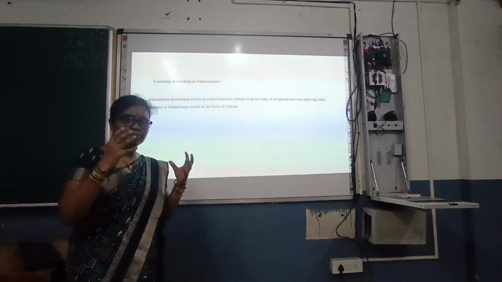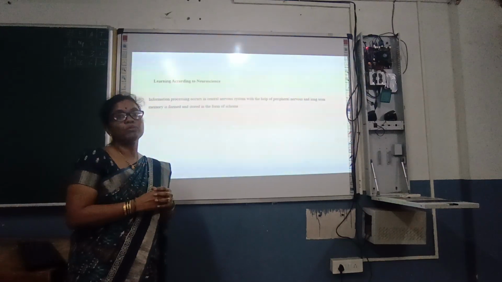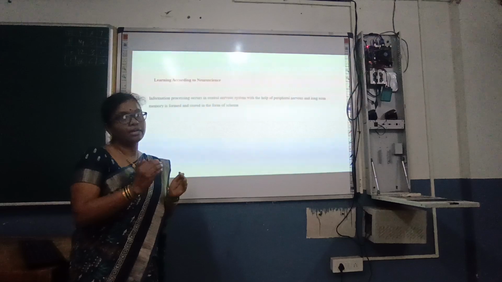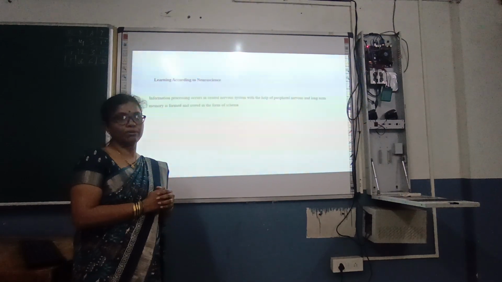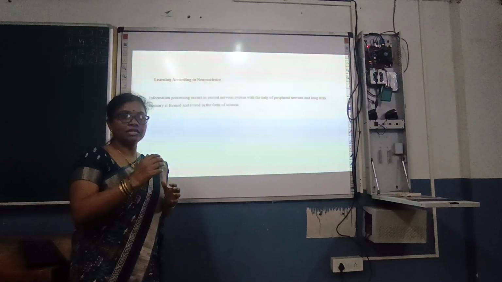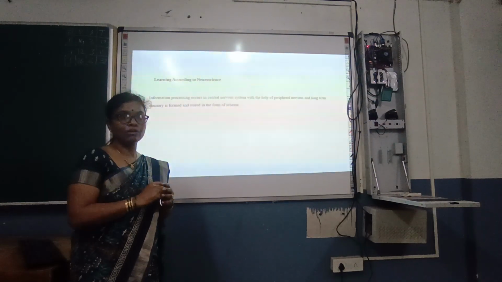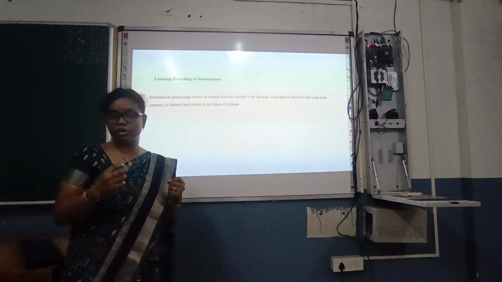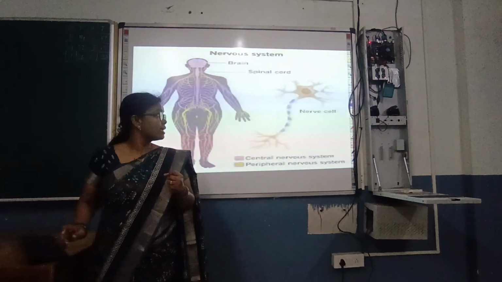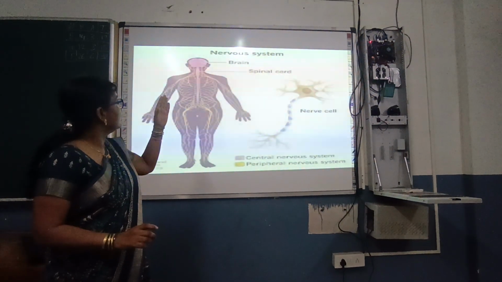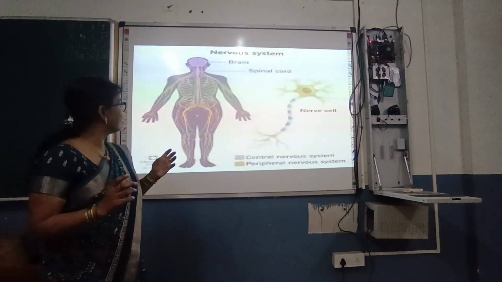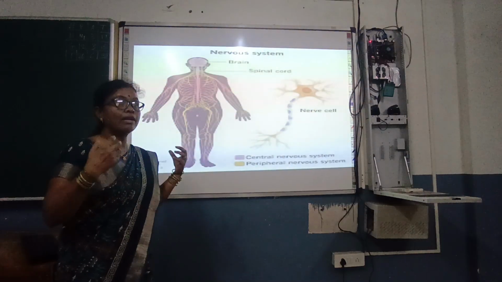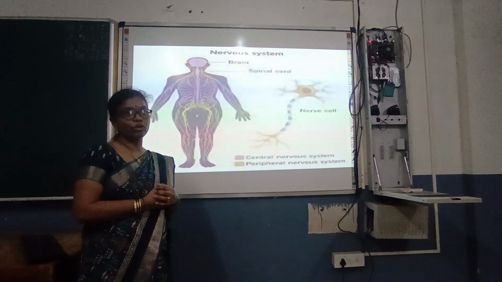Students, we have two types of nervous system, one is the central nervous system and another is the peripheral nervous system. In the central nervous system, there is the brain and spinal cord, and in the peripheral nervous system, there are all our sense organs. Look here in this diagram, the brain and spinal cord are the central nervous system, and the peripheral nervous system is all our sense organs and all the nerves in our body.